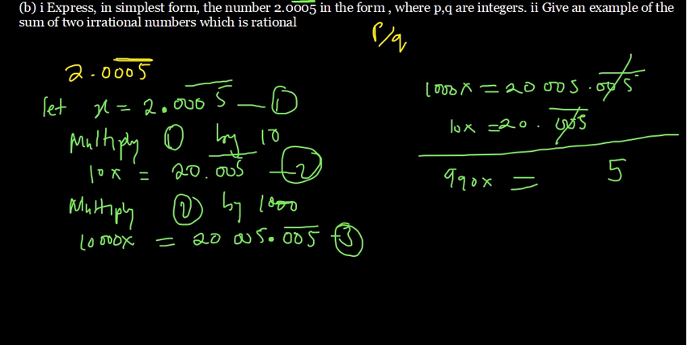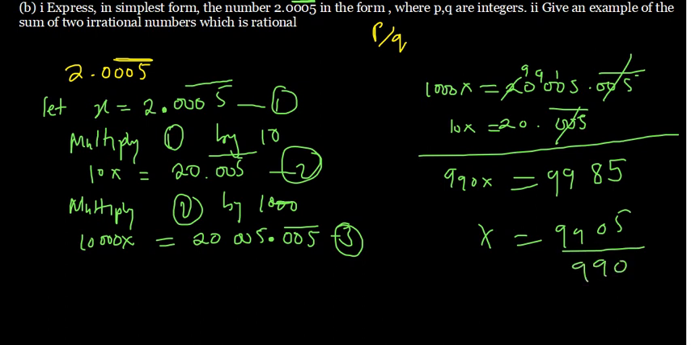And then we are going to remove a 1 from here so it becomes the 10. Remove a 1, move a 1, it goes there. So 10 minus 2, that is going to be 8. Then we have got 9. So therefore x is going to be 9905 divided by 990.